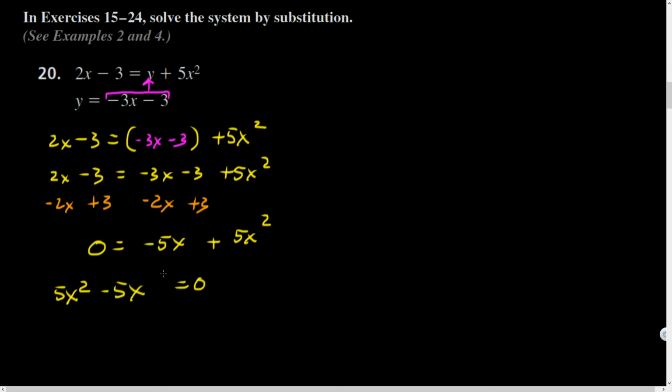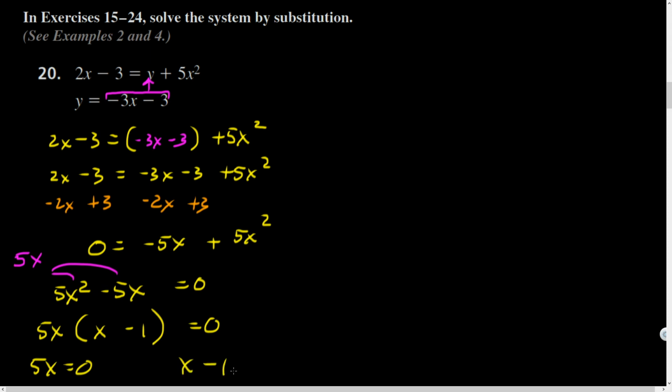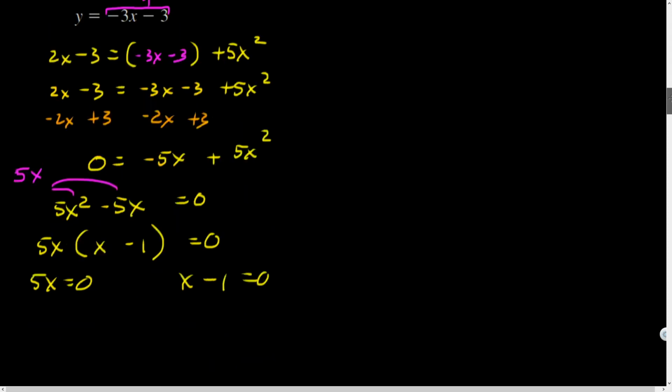Now, because there's no constant term, they conveniently had canceled. Factoring this is the best, because it's just greatest common factor. And so I'd have 5x times parentheses x minus 1 equals 0. Therefore, 5x equals 0, or x minus 1 equals 0.